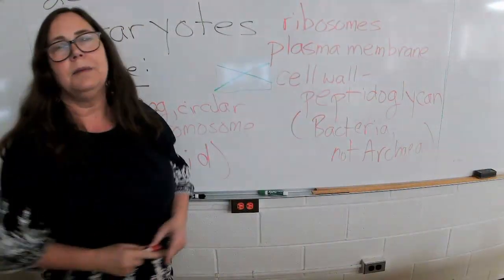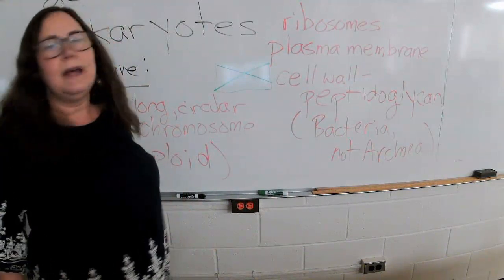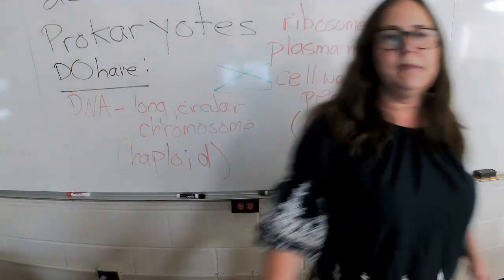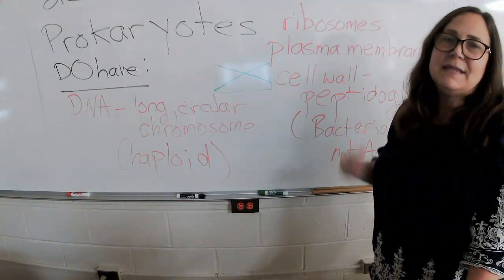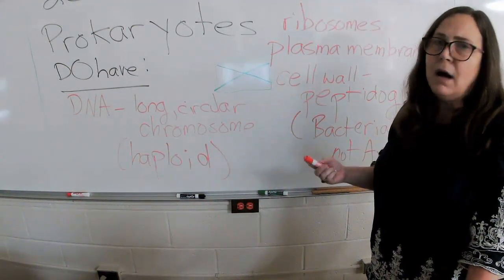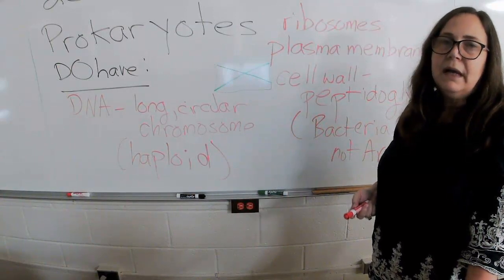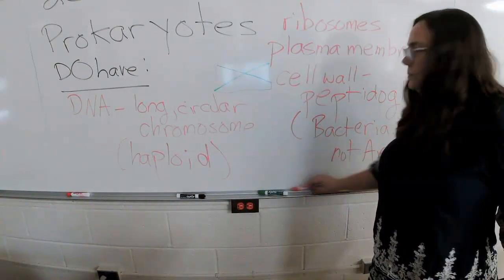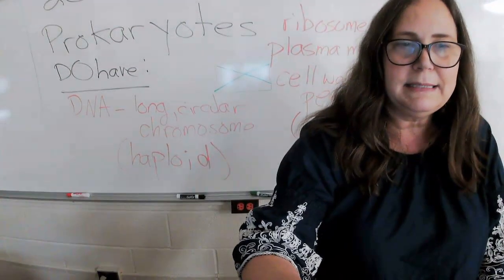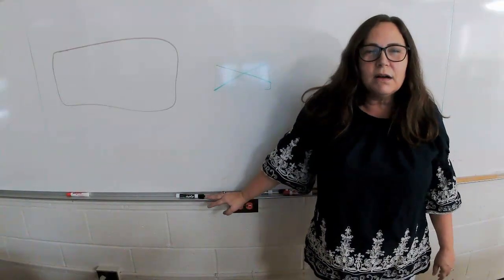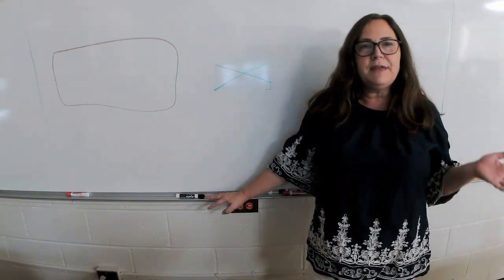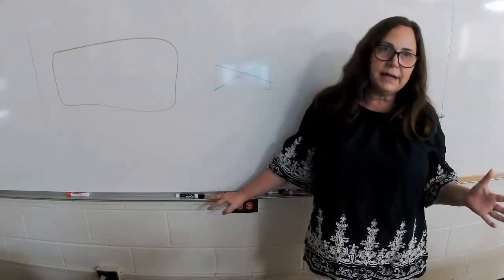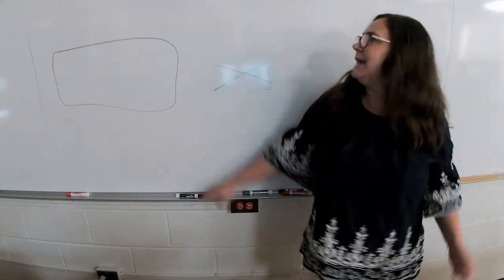Okay, so I'm just thinking if I left anything out. They do have DNA, they do have ribosomes, plasma membrane, they have cytoplasm. All cells have cytoplasm. So I'm going to pause and erase this. So now let's talk about the structure of prokaryotic cells. No matter if they are archaea or bacteria, they're always going to have a plasma membrane.